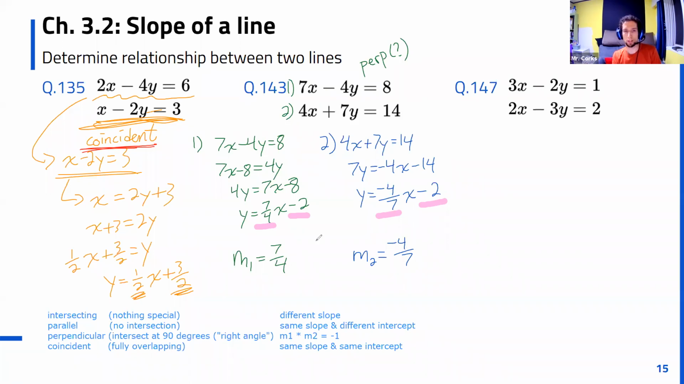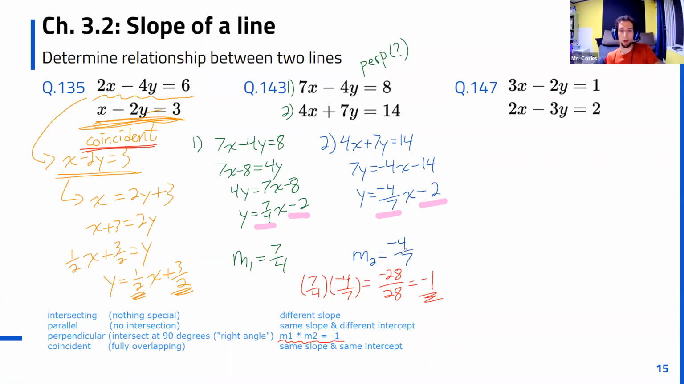That's the special relationship. So if we multiplied them, as I mentioned down here, m1 times m2, if that's equal to negative 1, so 7 over 4 times negative 4 over 7. So negative 28 over 28, that's negative 1. When we multiply the two slopes together, we do get negative 1. So yes, they are perpendicular.